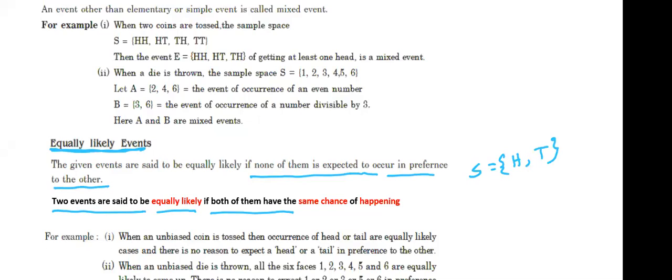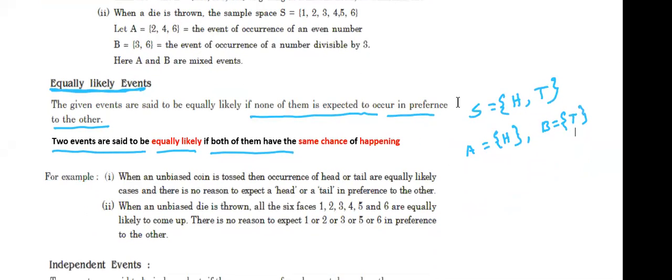The events we are getting: let A be the event of getting a head, and B be the event of getting a tail. Observe these two events. Two events are said to be equally likely if both of them have the same chance of happening. When tossing a coin, the uppermost value can be either head or tail, 50-50 chances. Suppose you are rolling a die, what are the sample points?